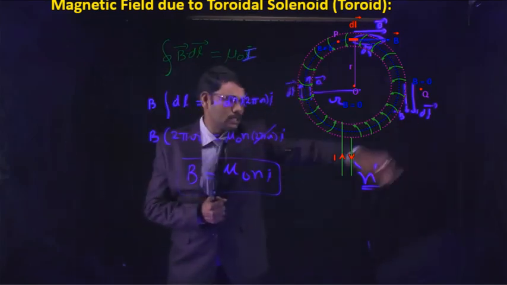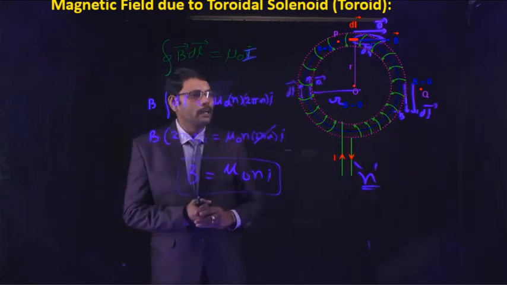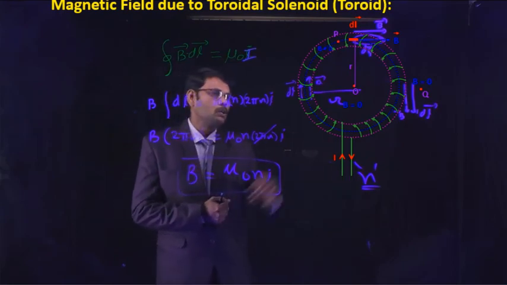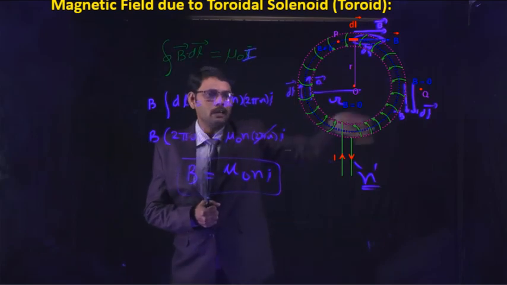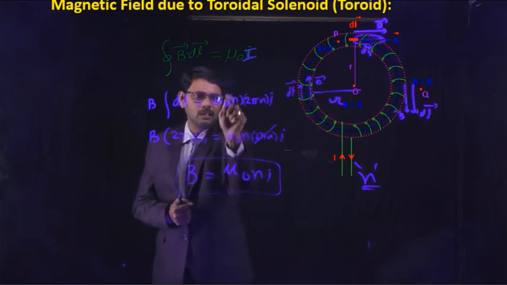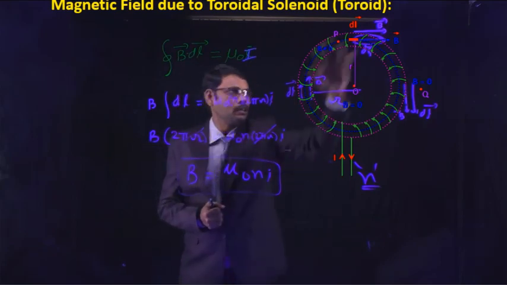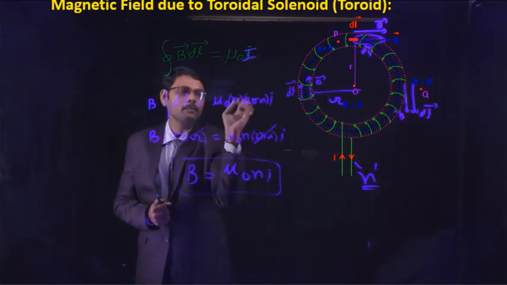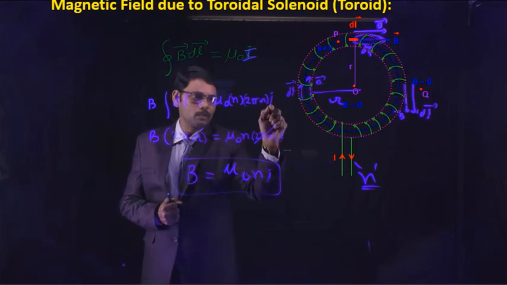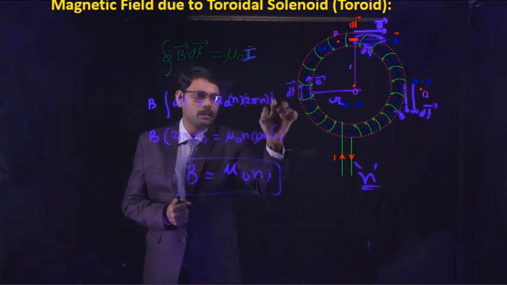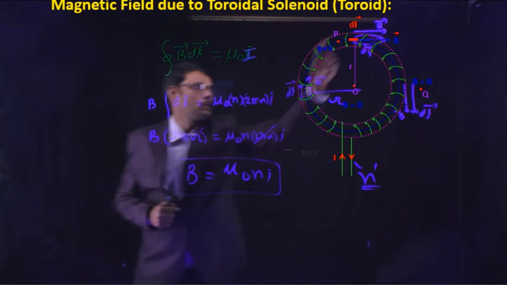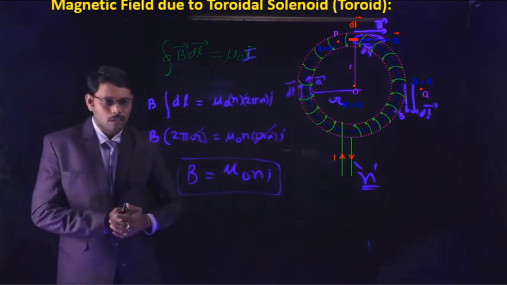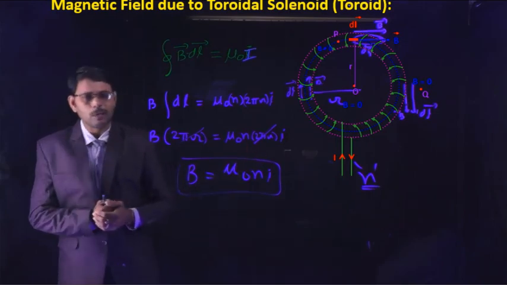The total current passing through the toroid: the number of turns per unit length is n, and the total length of the toroid is 2 pi r, so n into 2 pi r is the total number of turns for the entire toroid, the total number of circular loops. The current passing through each loop is I. So the total current is n into 2 pi r into I. Here the integral of dl means the total perimeter of the toroid, that is 2 pi r. 2 pi r cancels on both sides. Then B is equal to mu naught n I.